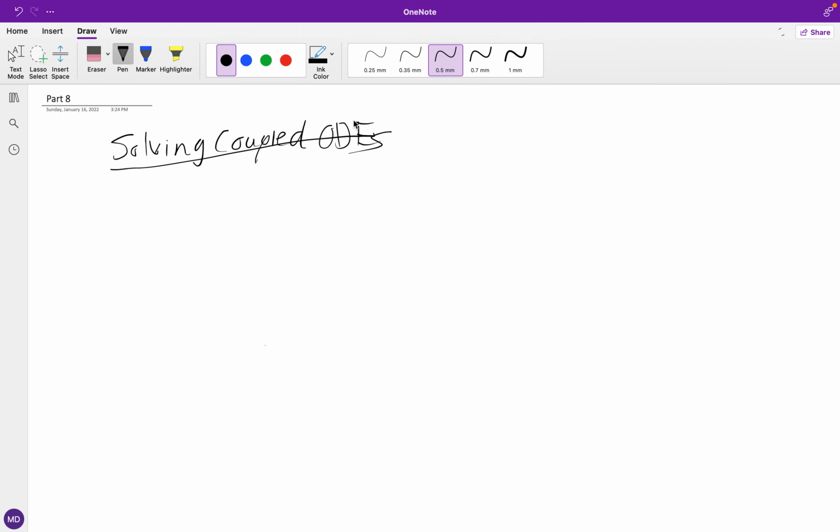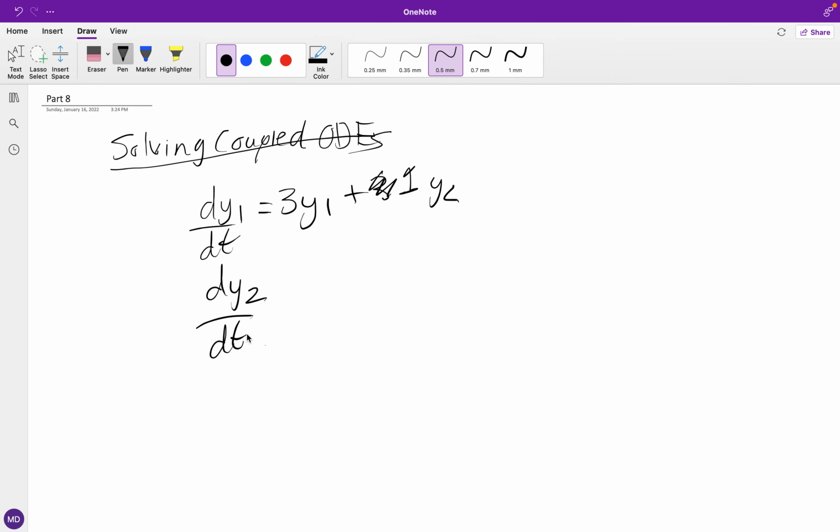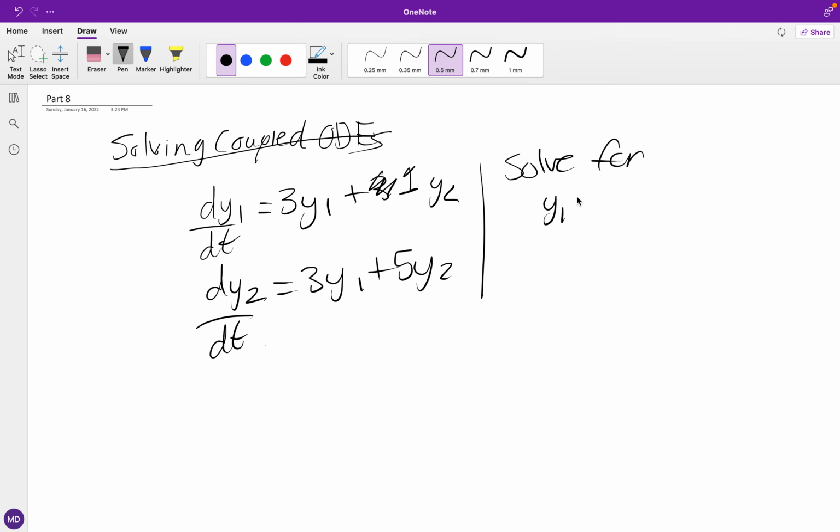As an example, let's consider the system dy1/dt equals 3y1 plus 1y2, and dy2/dt equals 3y1 plus 5y2, and we want to solve for y1 of t and y2 of t.